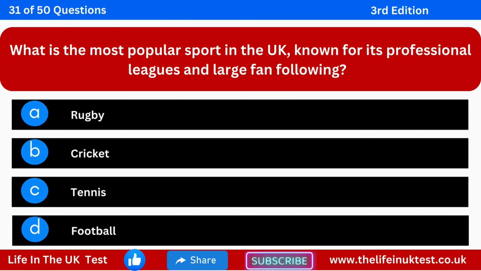What is the most popular sport in the UK, known for its professional leagues and large fan following? Option A, rugby. Option B, cricket. Option C, tennis. Option D, football.